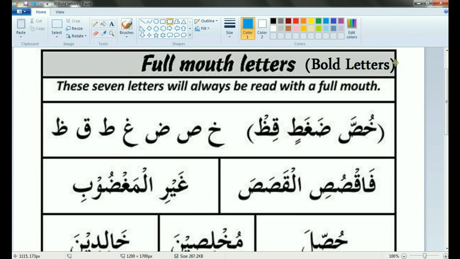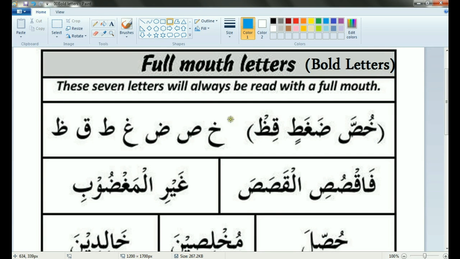In this lesson, you are going to learn bold letters or full mouth letters. Bold letters are seven letters and they are always read with a full mouth. Okay, they are always read with a heavy and strong voice.